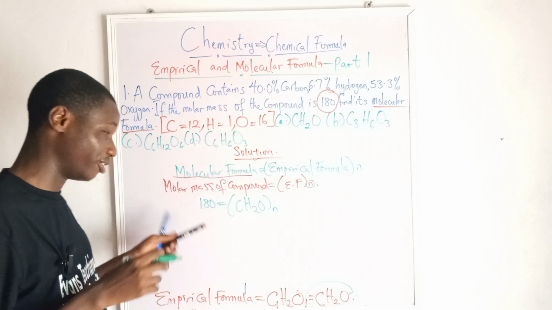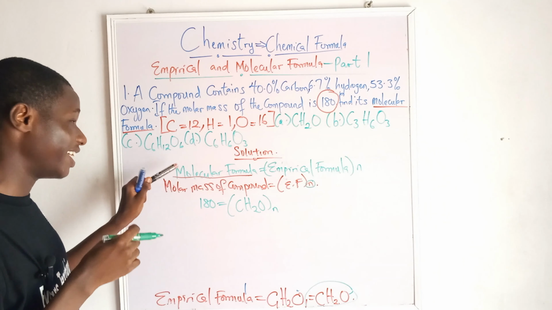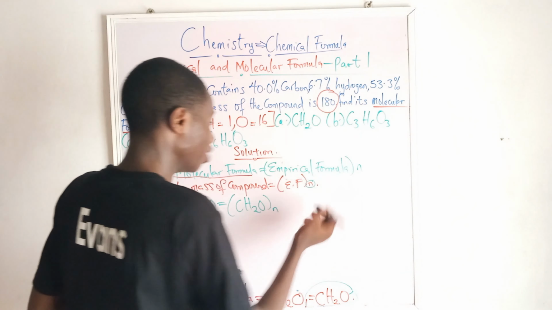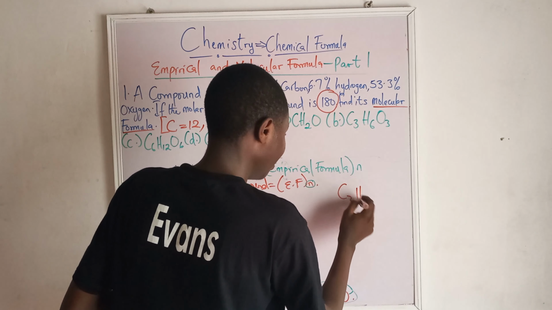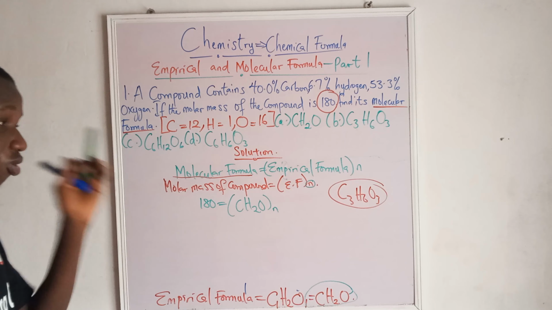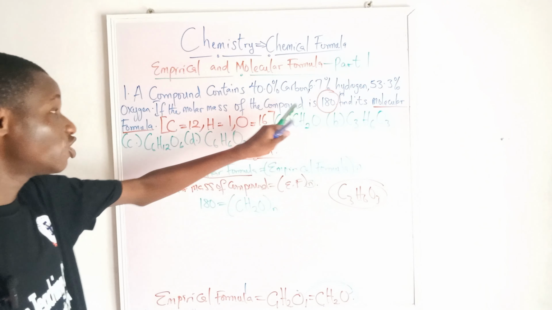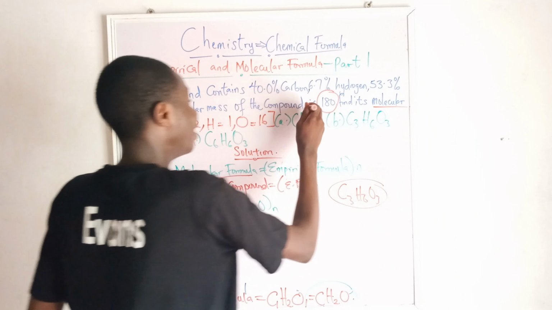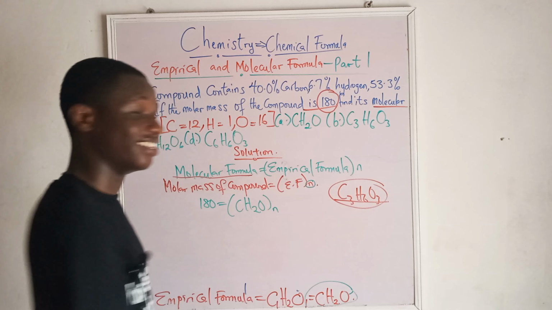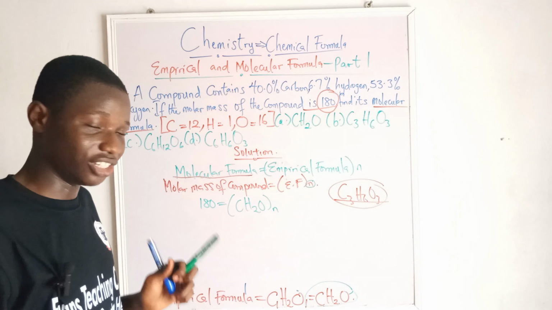Do you understand what I did there? I said your molecular formula, for example, assuming your molecular formula is C3H6O3. I'm not saying that's the answer. I'm just saying assuming that's your molecular formula. This question, they gave us the molar mass of the whole compound. So it means the molar mass of this compound will be around 180. Do you get the logic?